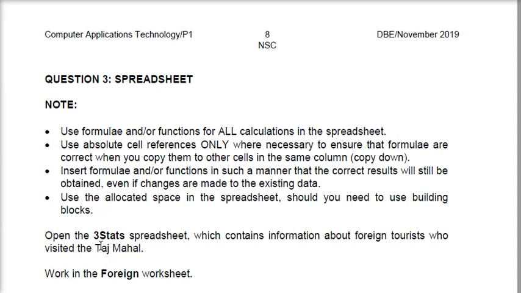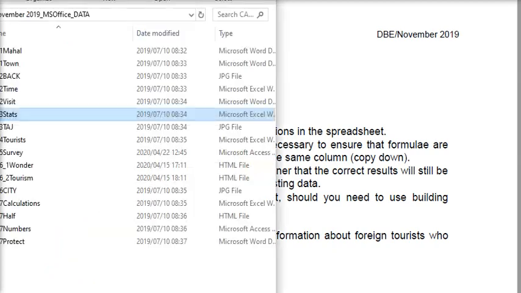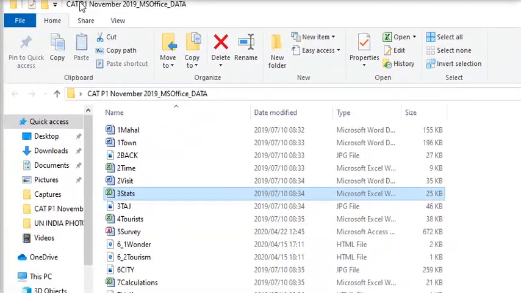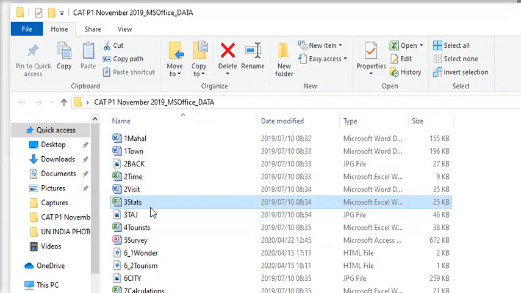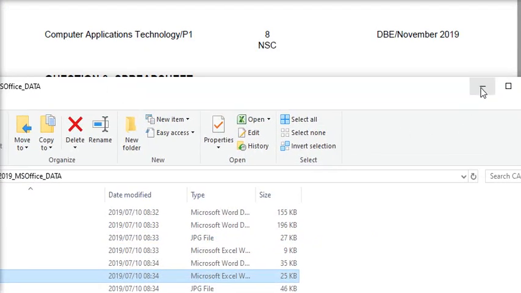The other thing to be careful about here is making sure that you open the actual spreadsheet itself. So if you look at that, this is the spreadsheet that they're talking about, so you need to make sure that you open that with the spreadsheet.